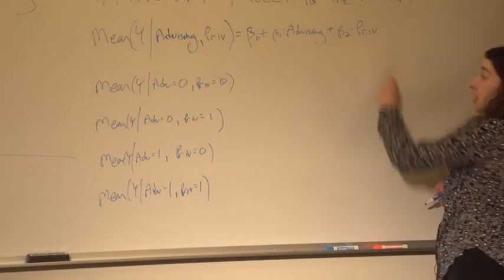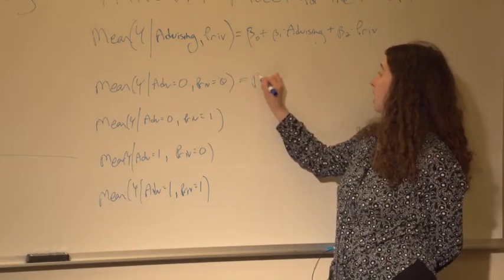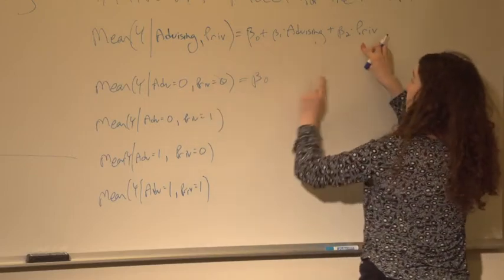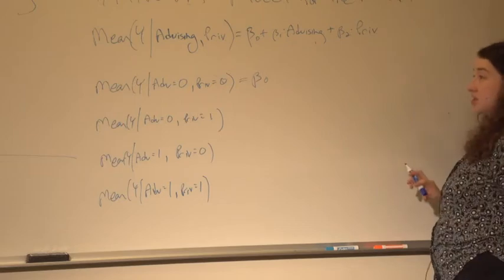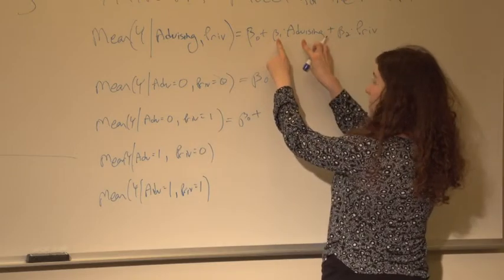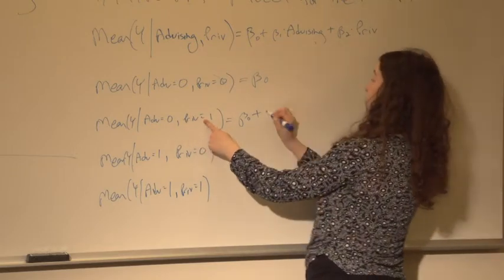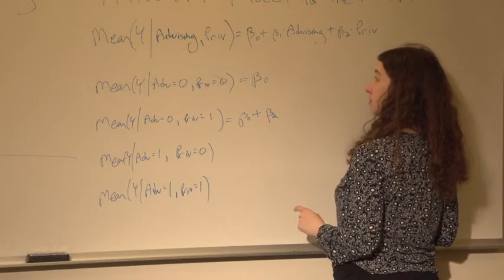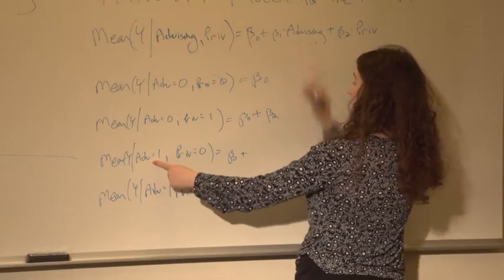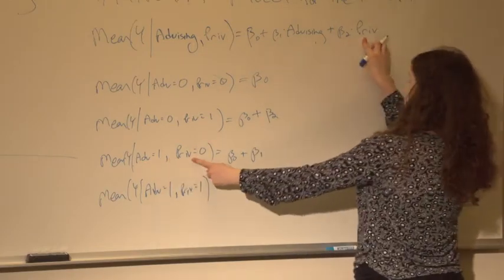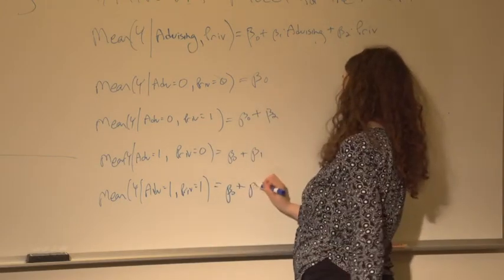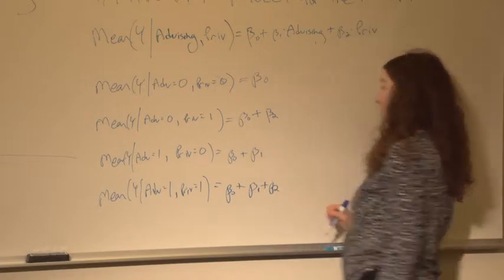So if I use this equation to calculate each of these quantities, I've got beta 0 plus beta 1 times 0 plus beta 2 times 0. That's just beta 0. Here, I've got beta 0 plus beta 1 times 0 plus beta 2 times 1. So there I've got beta 0 plus beta 2. Here I've got beta 0 plus beta 1 times 1 plus beta 2 times 0. And here I've got beta 0 plus beta 1 times 1 plus beta 2 times 1.